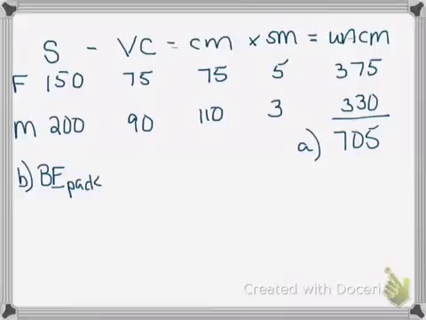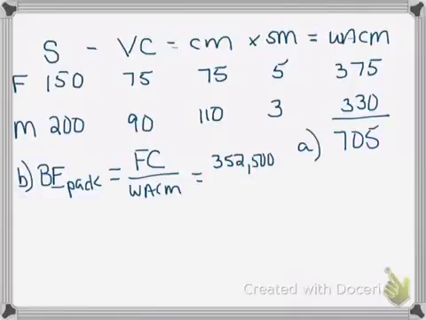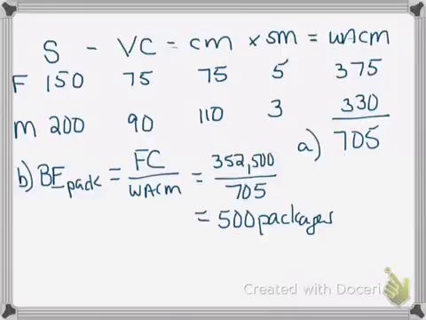The next thing that it wants us to find is that break-even in packages. So these are the total packages, and one package would contain 5 F windows and 3 M windows. And so in doing that, we would need to know what the fixed cost was divided by that weighted average contribution margin. So in this particular case, we have a fixed cost of $352,500. We have this weighted average contribution margin of 705 that we just found. When we do the math, we find that we need 500 packages. So that's our weighted average break-even point in packages.